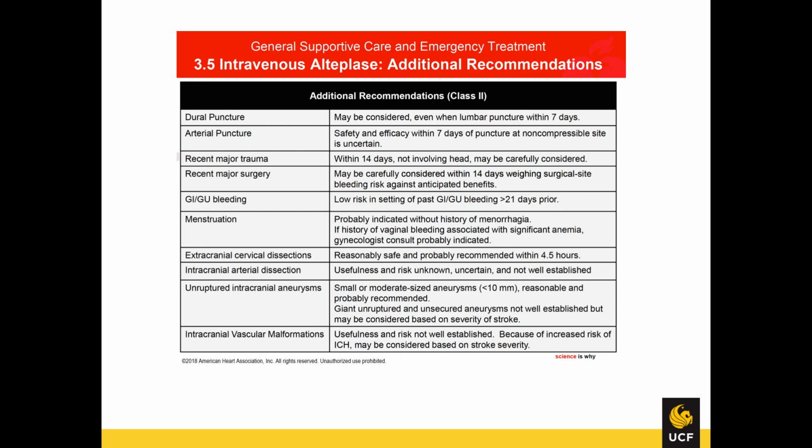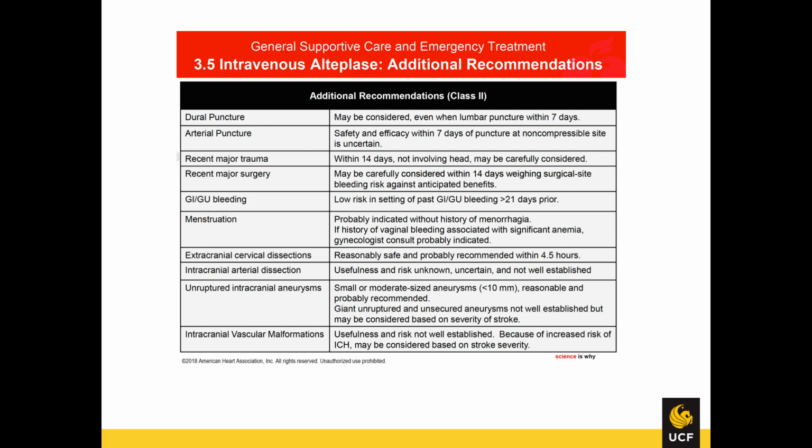Extracranial cervical dissections, reasonably safe and probably recommended within 4.5 hours. Intracranial arterial dissections, the usefulness is unknown. I would not give it in that situation. Unruptured intracranial aneurysms, like a small aneurysm less than 10 millimeters, yeah, you're probably okay. But if you have a giant or larger than 10 millimeter aneurysm, hell no, I would not give it.